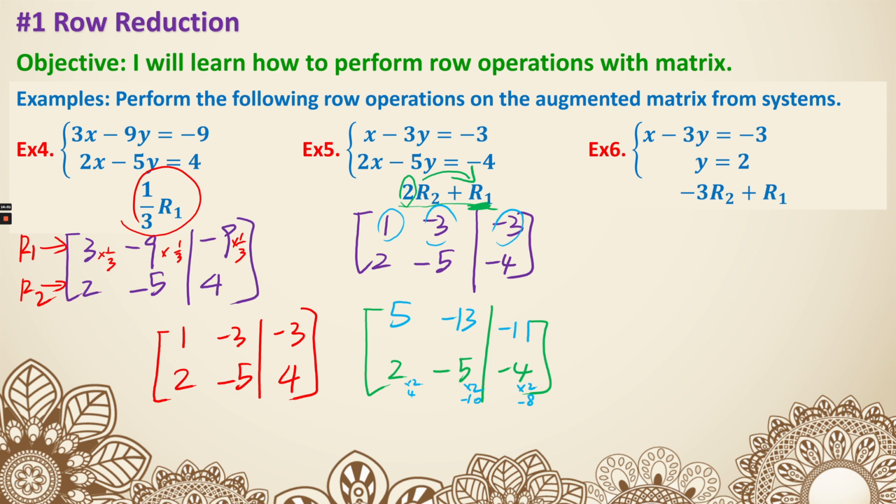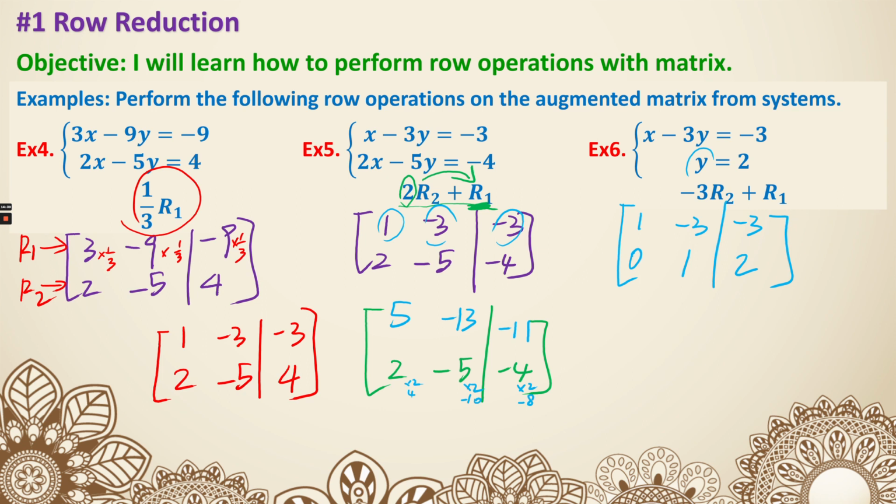Now you can pause here to try example 6. Now let's come back and have a look. First, we've got to write the augmented matrix correctly. First row is 1, -3, and on the right side is a -3. Second row, we do not have an x, so it's just a 0 for the first column, and then a 1 for the 1y, and then a 2 on the right side. Again, make sure the x, the y and the numbers are lined up this way so you can write the augmented matrix correctly.